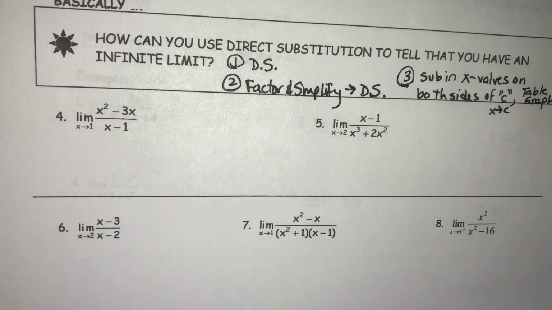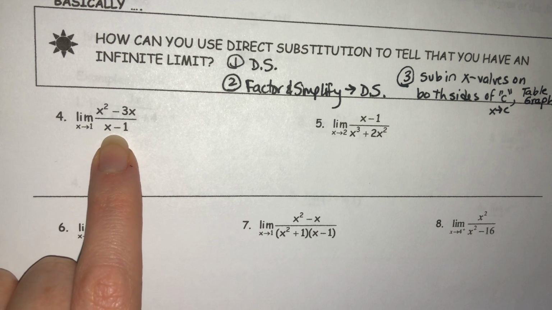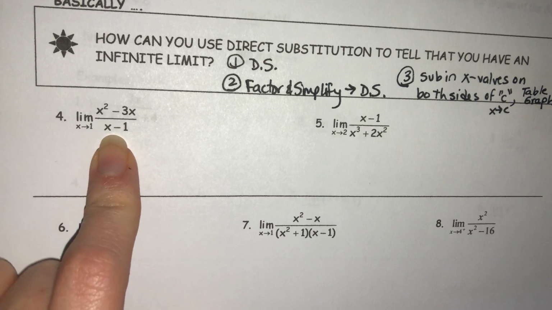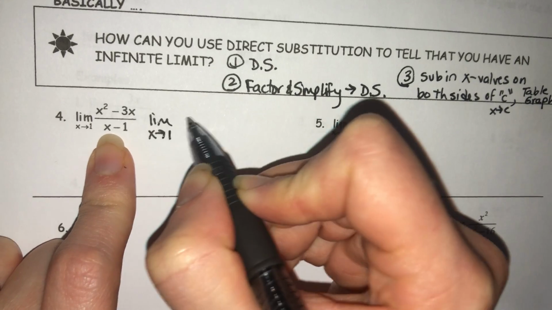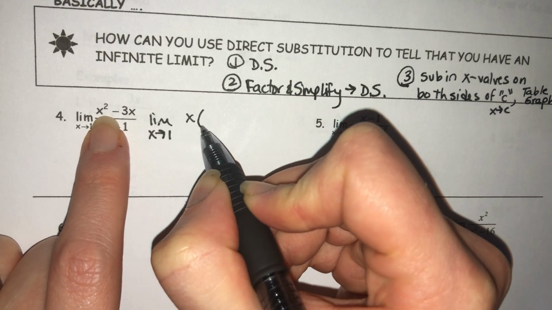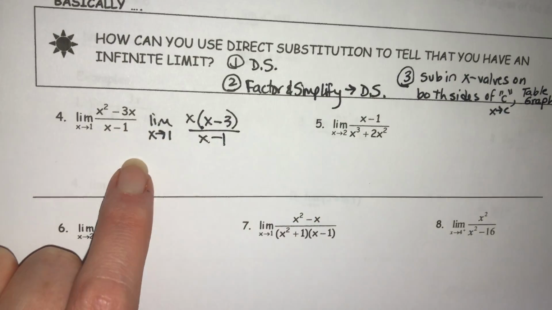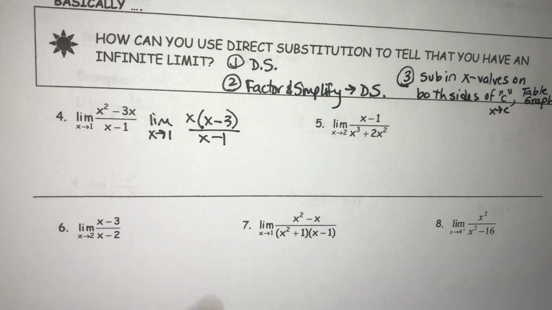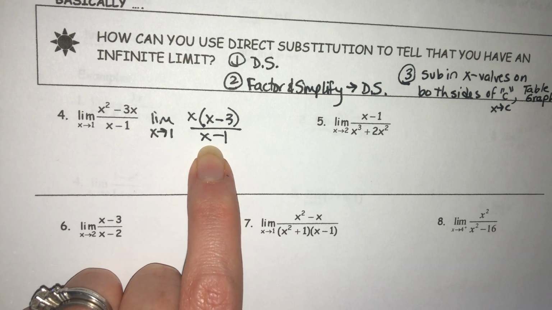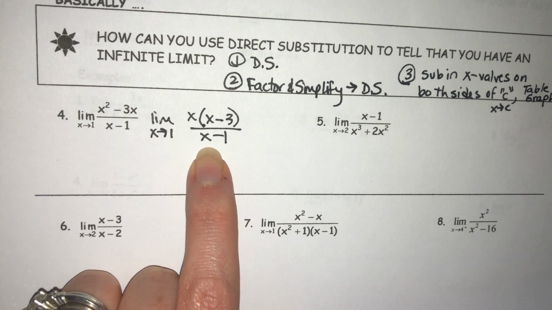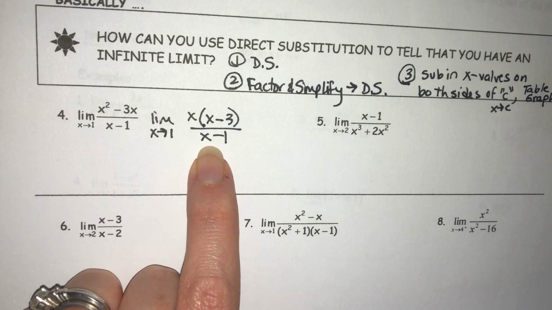Okay, so for number 4, can we do direct substitution? No, we end up with 0 on the denominator. Let's try factor and simplify. If you do the limit as x approaches 1, x is the greatest common factor here. X minus 3 would be left behind over x minus 1. Can we cancel out the problem factor on the denominator that's causing us not to be able to use direct substitution because it gives us a 0? No, it didn't work. So what are we going to do next?